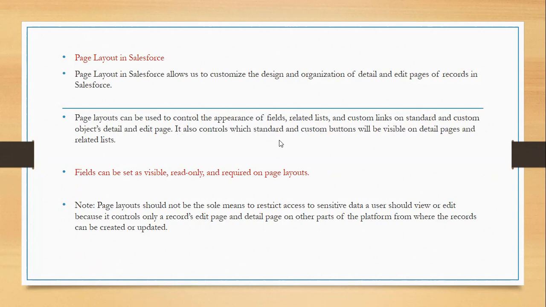It also controls which standard and custom buttons will be visible on the details page and the related list. Fields can be set as visible, read only and required on page layout. Note: page layout should not be the means to restrict access to sensitive data, i.e. which users should view or edit it, because it controls only a record's edit page and details page, not other parts of the platform from where the records can be created or updated.